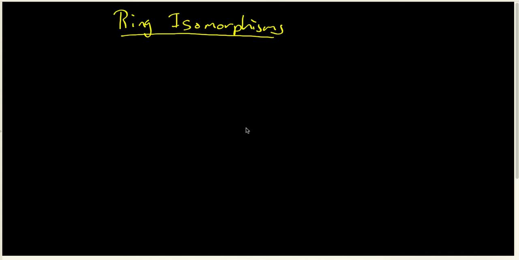In this video, we're going to discuss special types of ring homomorphisms. In particular, we're going to define what a ring isomorphism is. Now, what we're going to do is first of all note that if phi is a ring homomorphism, then it is a function.